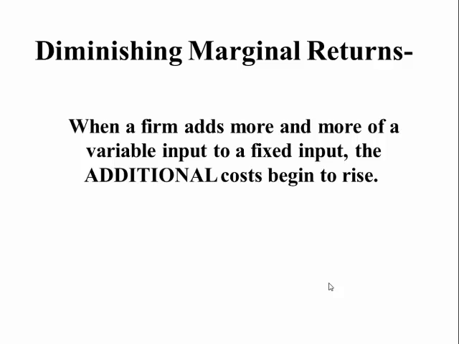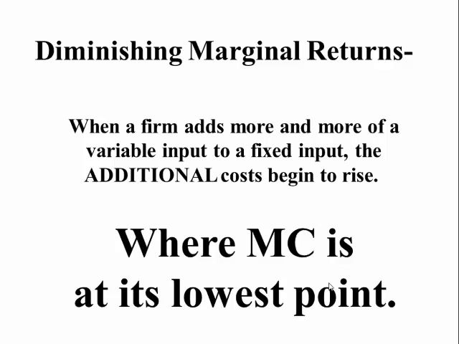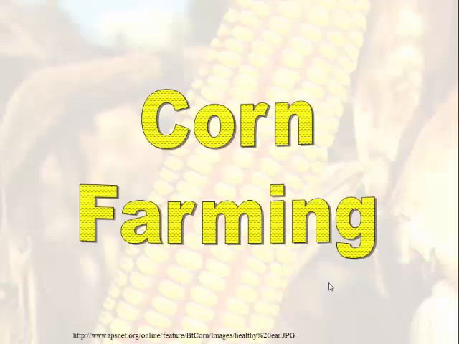So there are two definitions again for diminishing marginal returns. When a firm adds more and more of a variable input to a fixed input, the additional output begins to go down. Or when a firm adds more and more of a variable input to a fixed input, the additional costs begin to rise as that additional output begins to go down. So we're really talking at the point where MC is at its lowest point. Beyond that point, diminishing marginal returns begins to drive up the price of producing that next additional unit in the marketplace. We're going to take a look at the graph on corn farming.